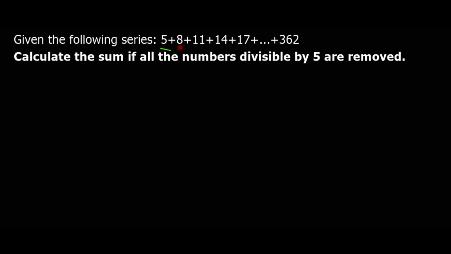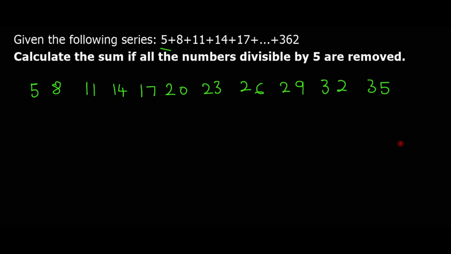Remember that if this is 5, then it will be 8, 11, 14, 17, 20, 23, 26, 29, 32, 35, and so forth. So we can first identify the numbers that are divisible by 5, which is 5, and then you can see that 20 is also divisible by 5, and also 35 is divisible by 5. So our first 3 terms are 5, 20, and 35. These numbers are divisible by 5, and from there we can find the last term.